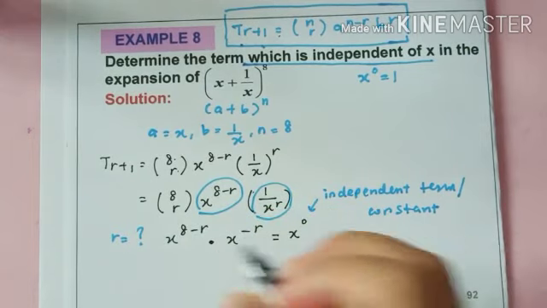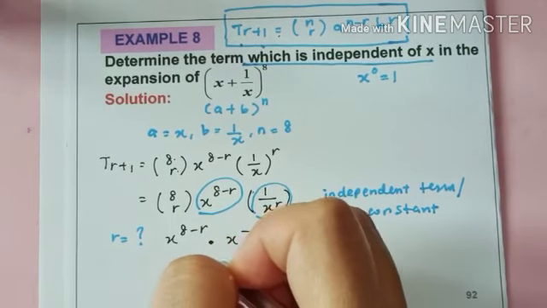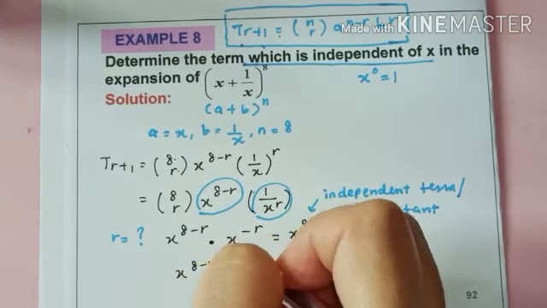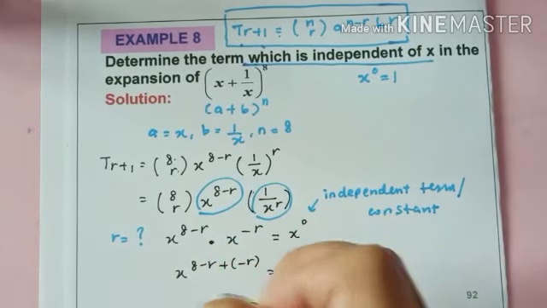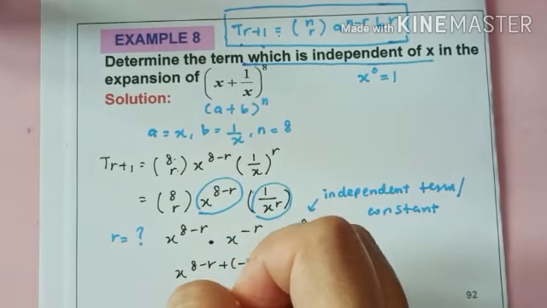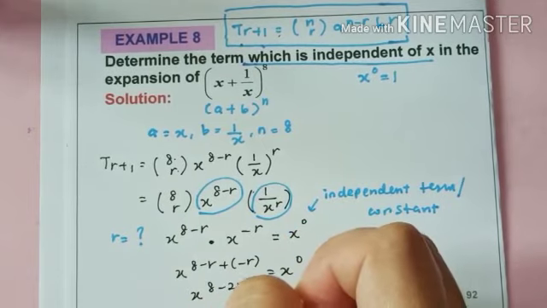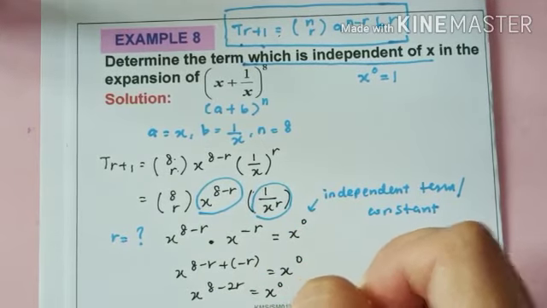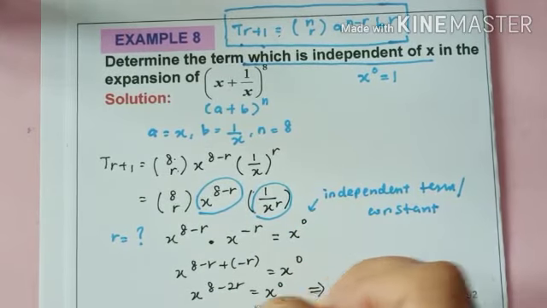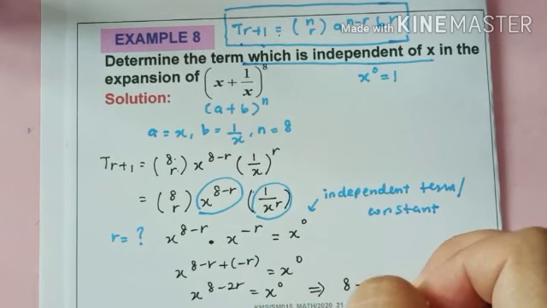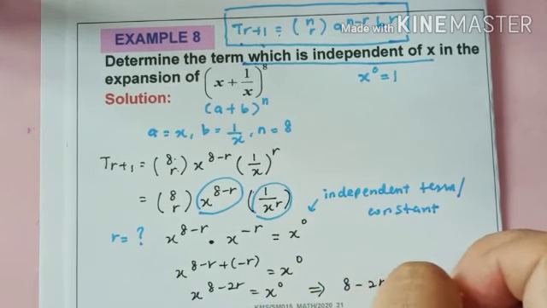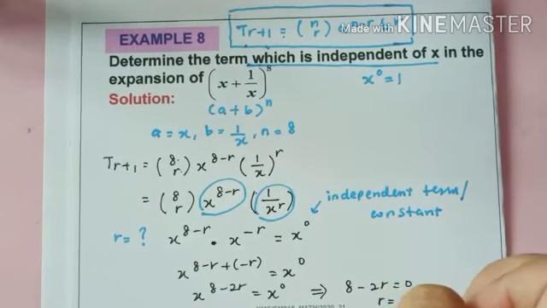Okay, then you apply the rule of indices here. 8 minus r plus negative r is equal to x power of 0. Then x power of 8 minus 2r is equal to x power of 0. Since we have the same base of x, then we can compare the index. 8 minus 2r is equal to 0, then r is equal to 4.